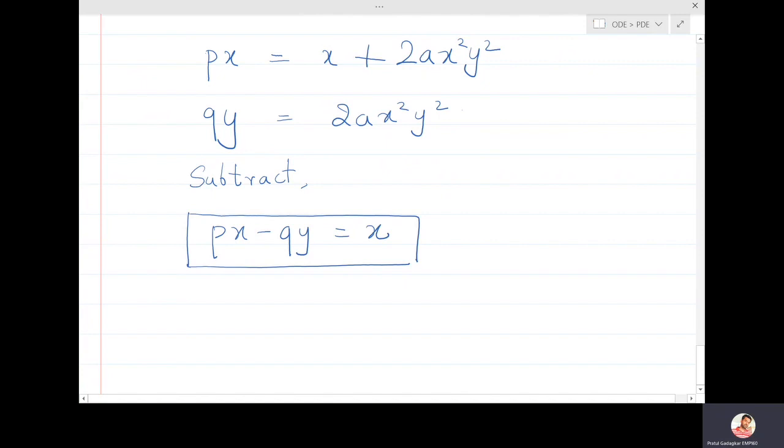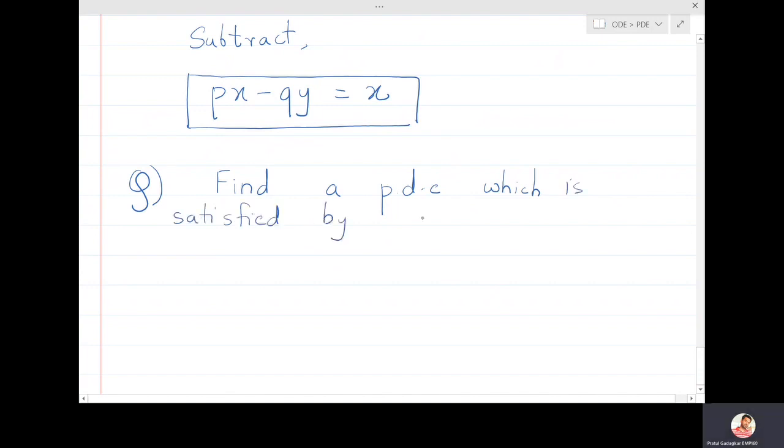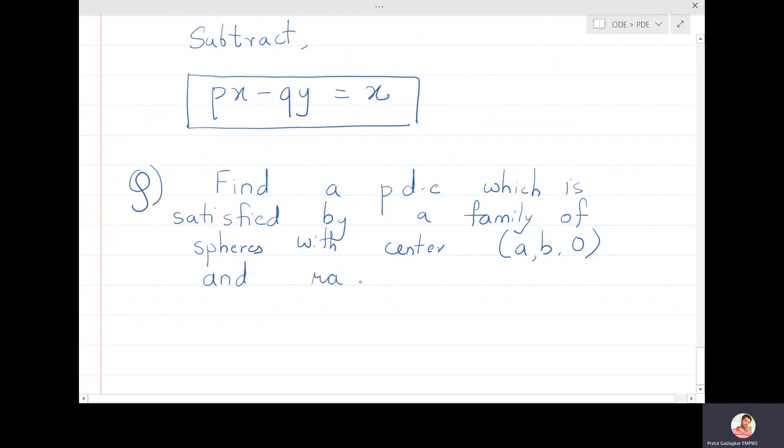Okay. Now let us go to a little bit more complicated type of problem. So let me say, find a partial differential equation which is satisfied by a family of spheres. And how are these spheres? With center (a, b, 0), means the center of the spheres is lying on the xy plane, and radius 1. All the spheres are having the same radius.